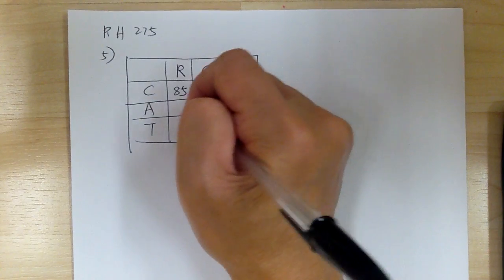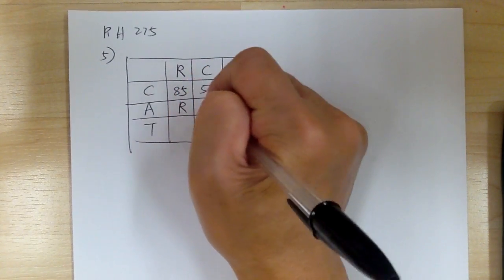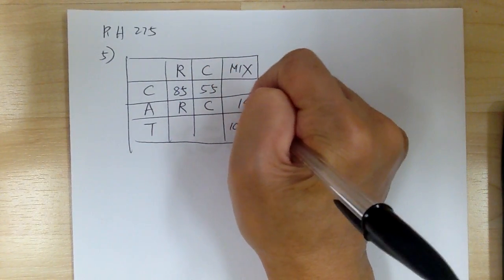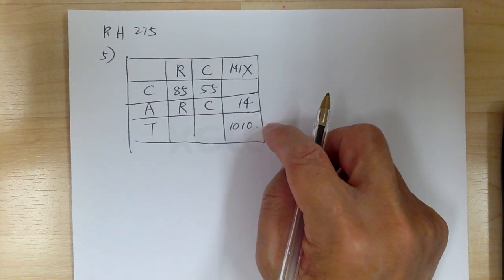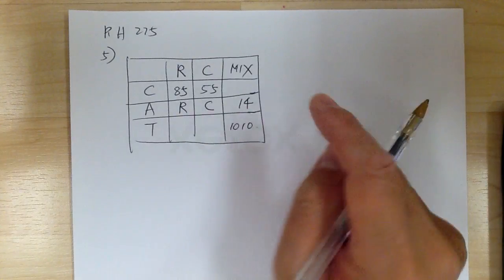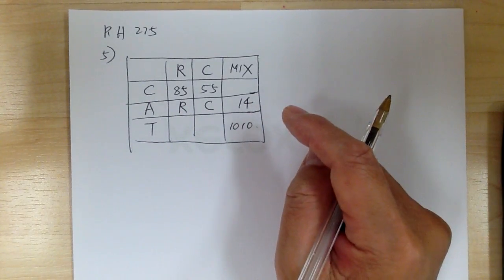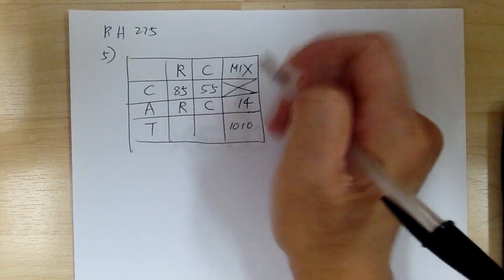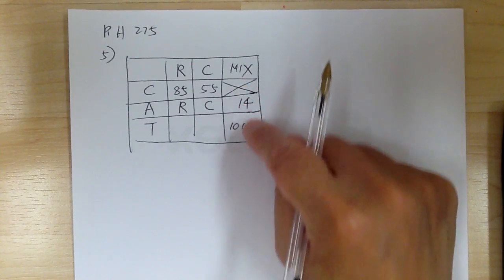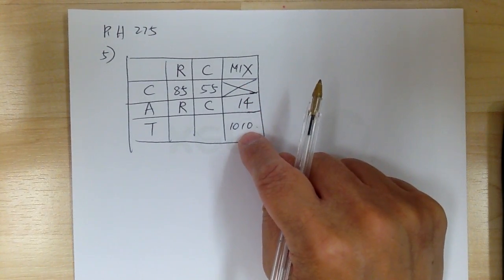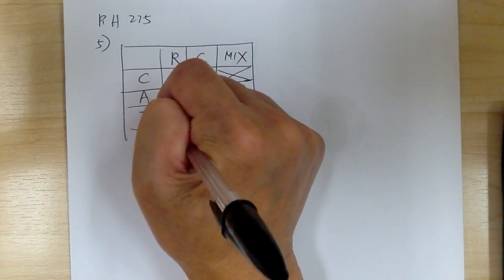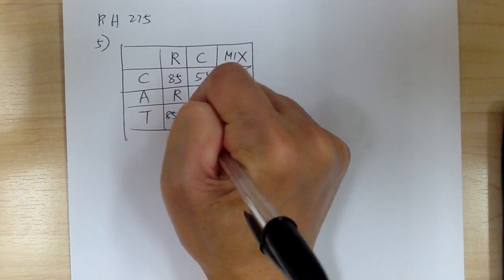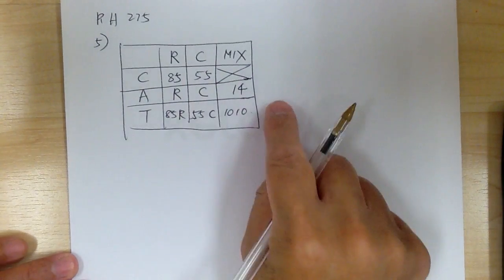The amounts you don't know will be R and C, and the total is 14 flowers. So again, the mix has a total of 14 flowers. How many of each kind are you mixing? How many of each are you getting? Again, you don't need this blank. The purpose of this is so that you can multiply to find this amount, but they already give this amount, so you don't need that. So you can multiply down, so you get 85R and 55C, and that's going to write the equation.